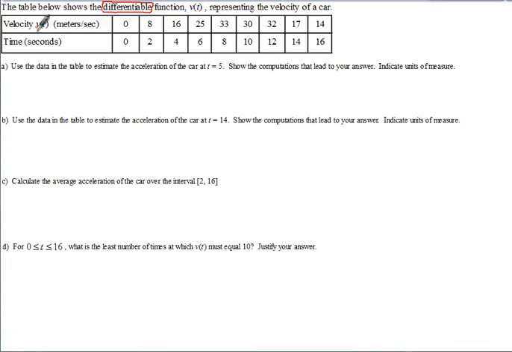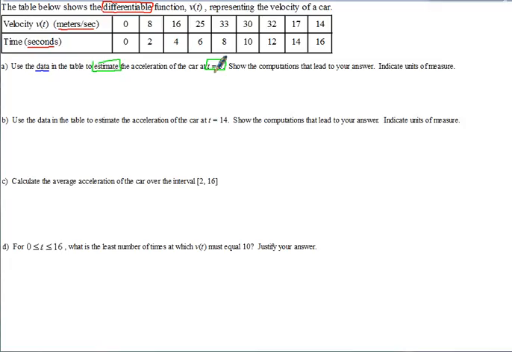So you can see in the first row we're given the velocity of the car, v of t, and the units are meters per second. And in the second row we're given the time in seconds. So it's telling us at specific times what's the velocity of the car. It says use the data in the table to estimate the acceleration of the car at t equals 5.